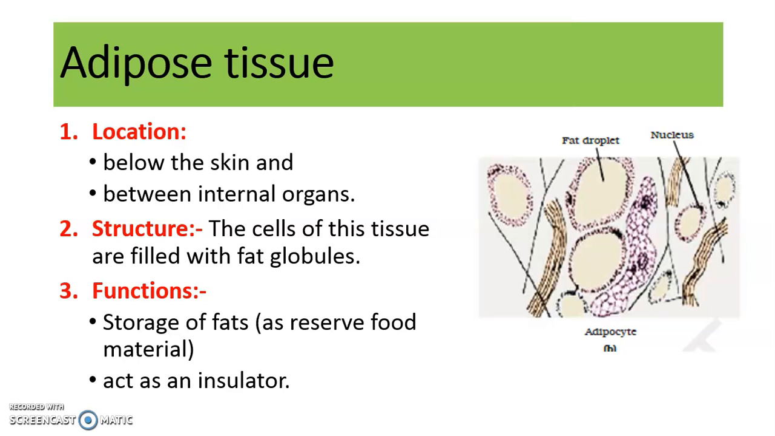Then we have got adipose tissues. Let's see their location, located below the skin and between internal organs. Let's see their structure. The cells of this tissue are filled with fat globules. What is their main function? Storage of fats as reserve food material, and it also acts as an insulator.